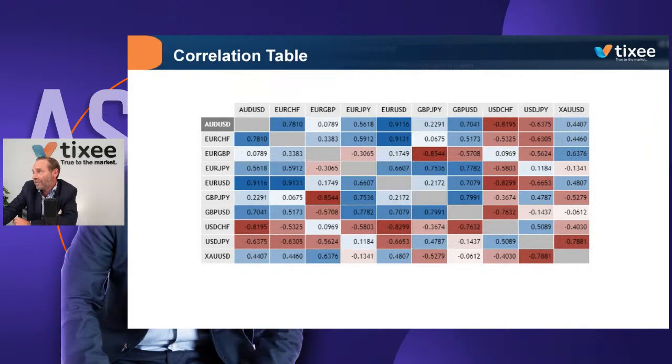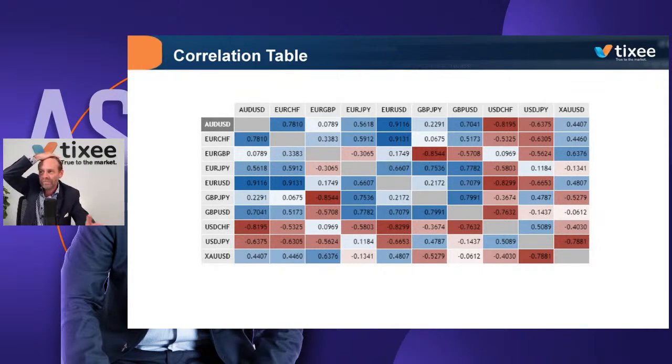So as you can see, that's negatively correlated. So this is what you look at. The closer to -1, the more negatively correlated it is. The closer to +1, the more positively correlated it is.